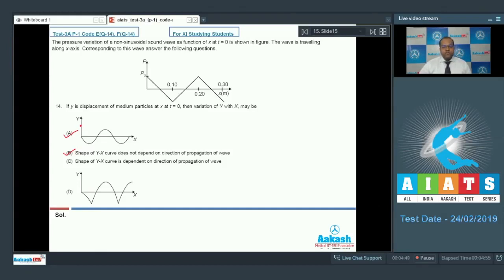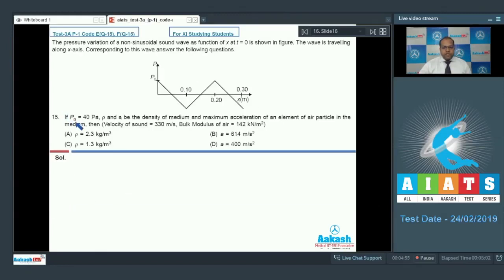Let's move to question number 15. In question number 15, P naught is equal to 40 Pascal, and rho and A are the density of the medium and the maximum acceleration of an element of air particle in the medium. Find the values of rho and A. We know that the velocity of particle is equal to the velocity of sound in the medium into the partial derivative of y with respect to x. And we know that P is equal to bulk modulus B into del y by del x.